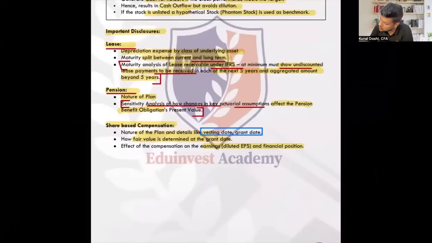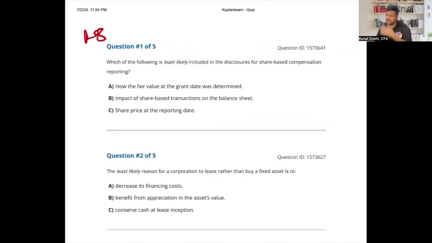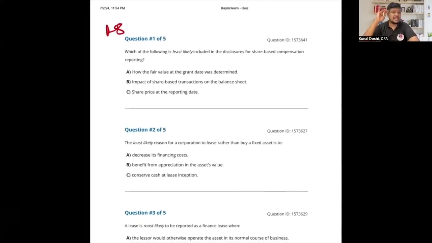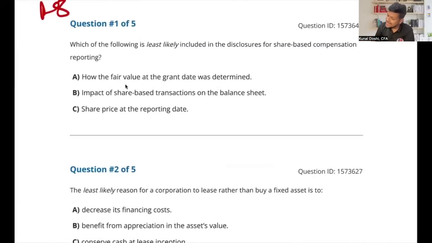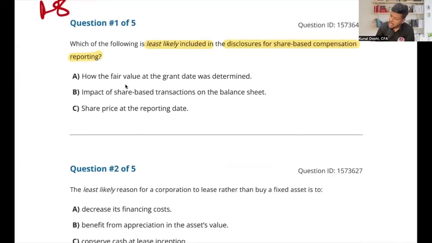Okay, so let us do some questions related to it, everyone. Again, I'll repeat, lease, pension and stock-based compensation is what we have in this topic. Clear? Okay. Bonds, fortunately, they've removed. Good. Which of the following is least likely included in the disclosures of share-based compensation? We just saw: how the fair value at the grant date was determined? Do we need it? Yes, because we need to know whether it is based on fair value or on an option pricing model.